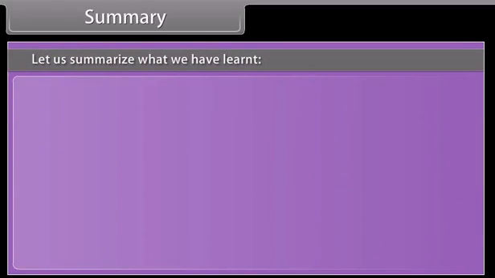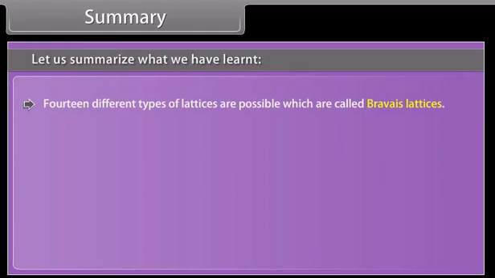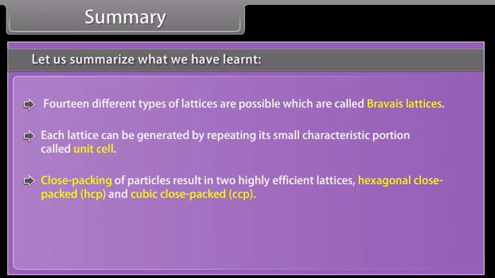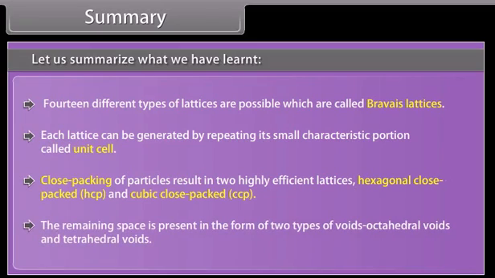Summary. Let us summarize what we have learnt. 14 different types of lattices are possible which are called Bravais lattices. Each lattice can be generated by repeating its small characteristic portion called unit cell. Close packing of particles results in two highly efficient lattices, hexagonal close-packed HCP and cubic close-packed CCP. The remaining space is present in the form of two types of voids, octahedral voids and tetrahedral voids.